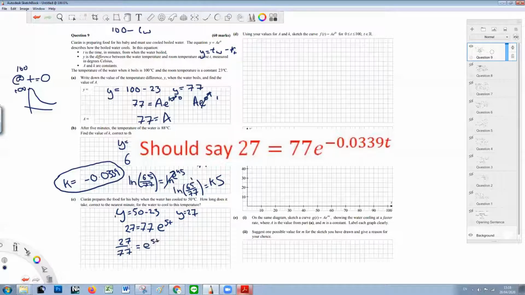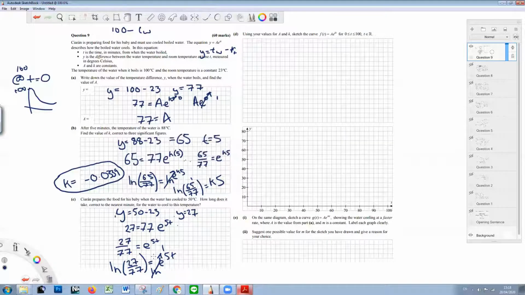So 27 over 77 equals e to the power of minus 0.0339T. Again, you're going to take ln of both sides, ln of 27 over 77 is equal to ln e of that exponent, and ln e goes to 1. It's, again, so crucial that you know these log and exponential rules. Again, they come up so often. So you're going to have T is equal to 30.9, and it says correct to the nearest minute, so T is going to be equal to 31 minutes.